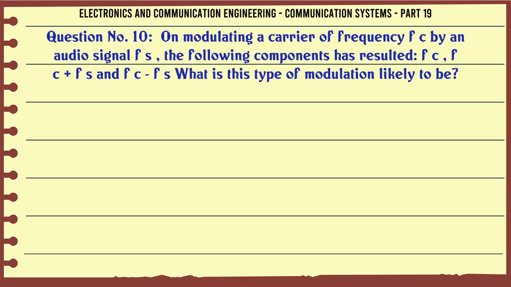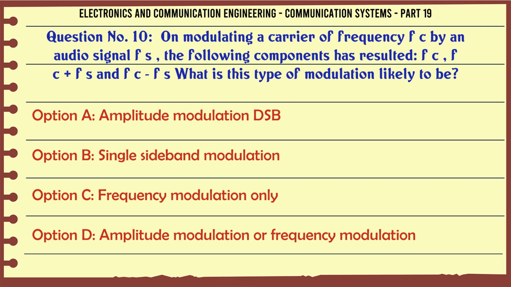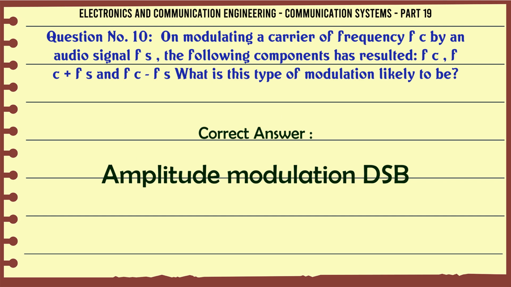On modulating a carrier of frequency Fc by an audio signal Fs, the following components have resulted: Fc, Fc + Fs and Fc - Fs. What is this type of modulation likely to be? A. amplitude modulation DSB, B. single sideband modulation, C. frequency modulation only, D. amplitude modulation or frequency modulation. The correct answer is amplitude modulation DSB.